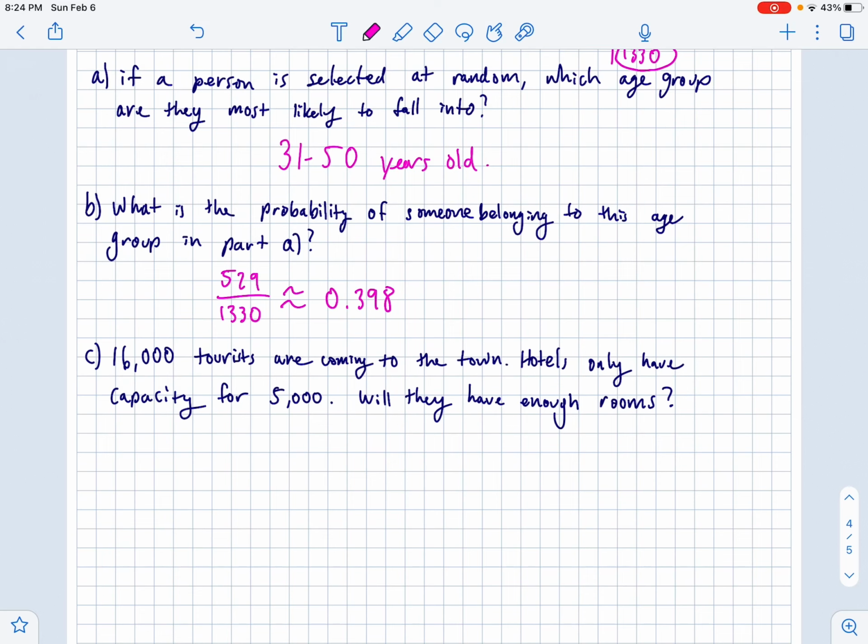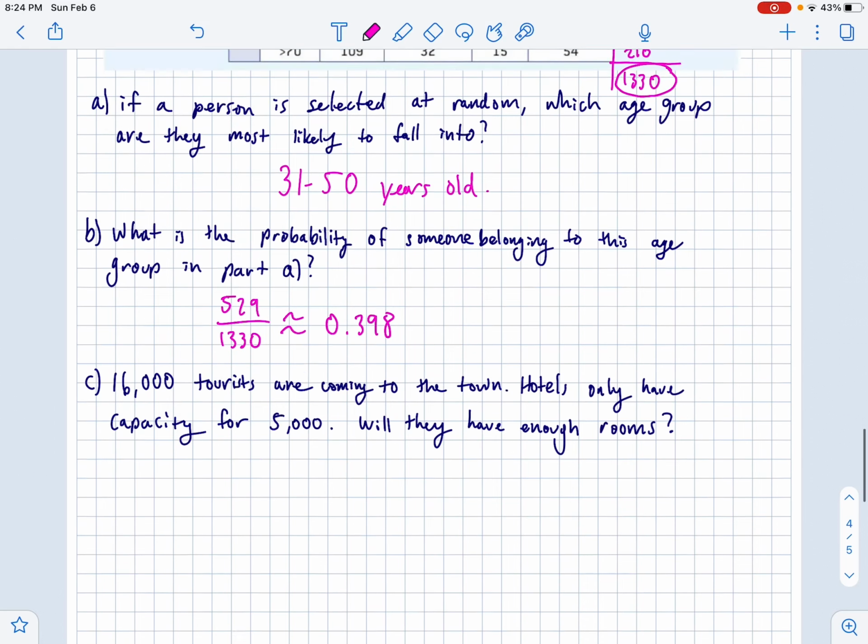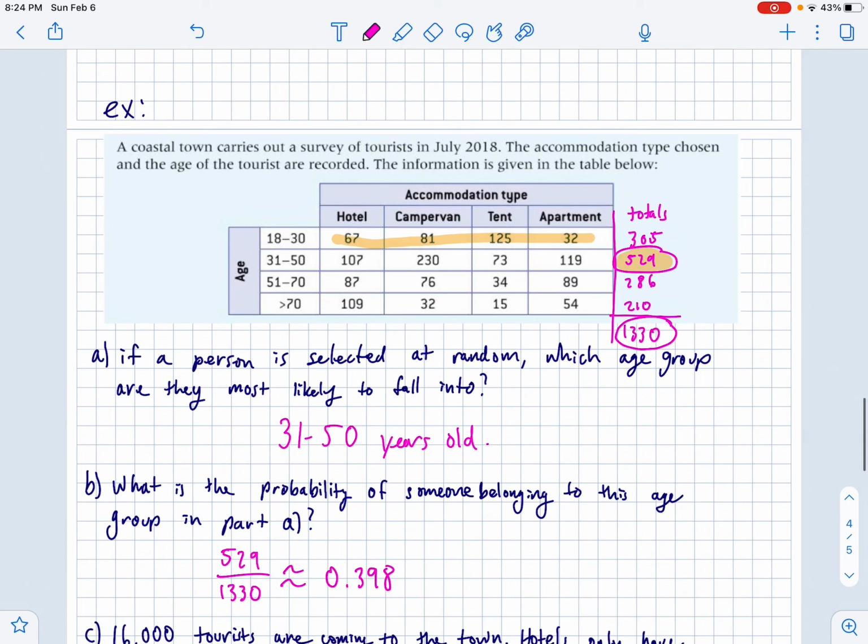The last part, 16,000 tourists are coming to town. Hotels only have capacity for 5,000. Will they have enough rooms? So we're going to base this off of this data, but now we actually need totals for the hotel. I guess we could do totals for all of them. So if you add up all of the hotel numbers, you should get 370. So I'm doing totals. And then the total for camper vans is 419. Totals for tents are 247. Total for apartments is 294. And all those should add up to 1,330.